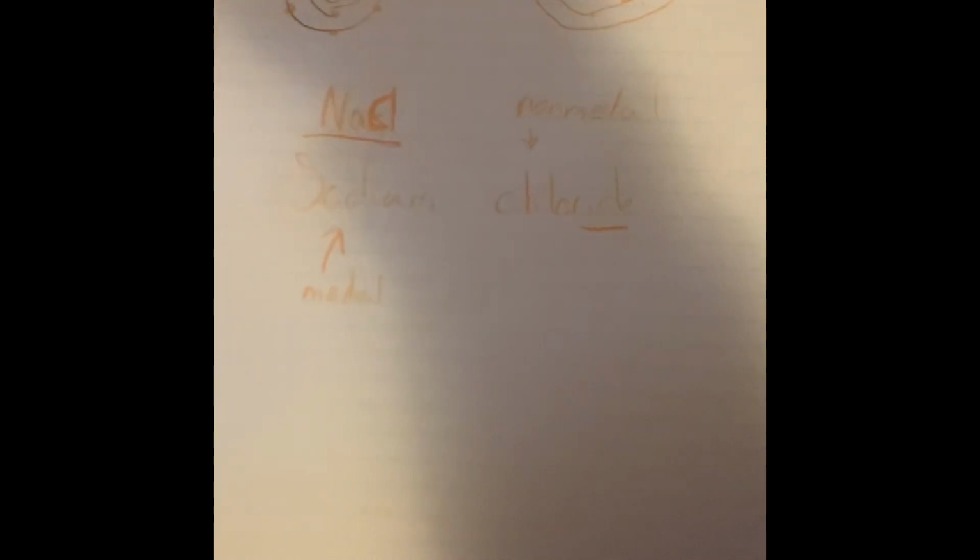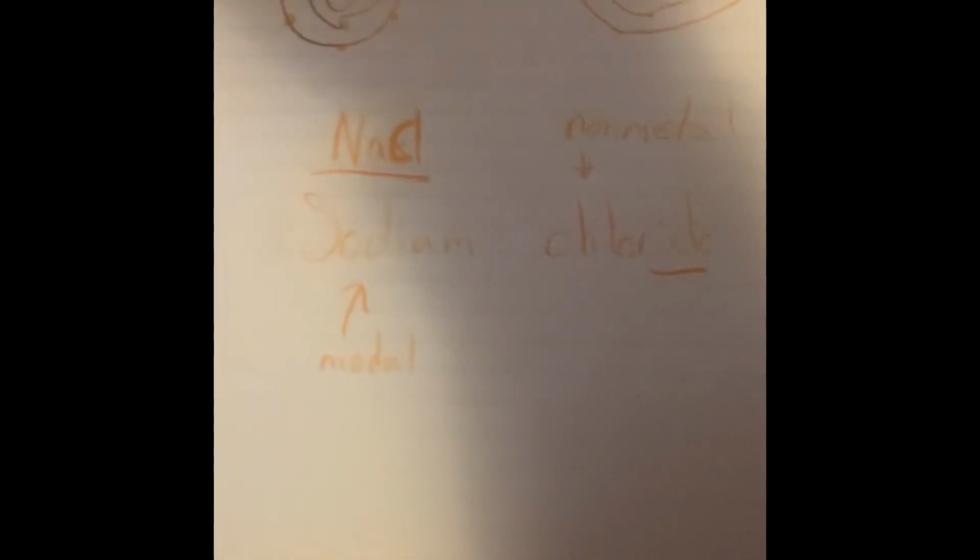Okay, let's talk about naming ionic compounds. Whenever we're naming ionic compounds, always remember that the metal goes first and then the nonmetal. And at the end of the nonmetal, we add a little suffix called "ide."